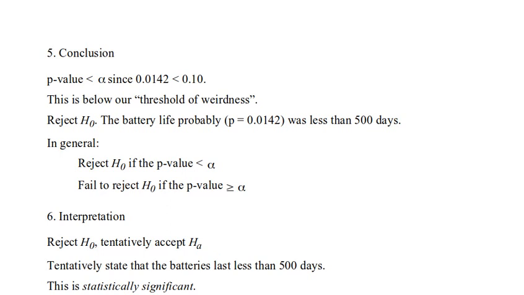So in general, you reject the null hypothesis if the p-value is less than alpha, and you fail to reject the null hypothesis if the p-value is greater than or equal to alpha. The interpretation is when we state our results in words. So here we reject the null hypothesis and tentatively accept the alternative hypothesis. That is, we tentatively state that the batteries last less than 500 days. This is statistically significant.